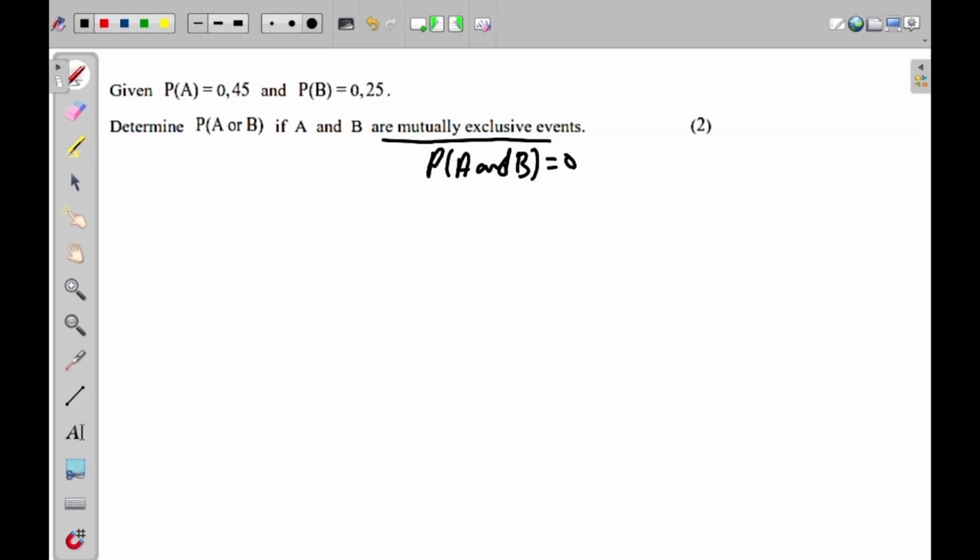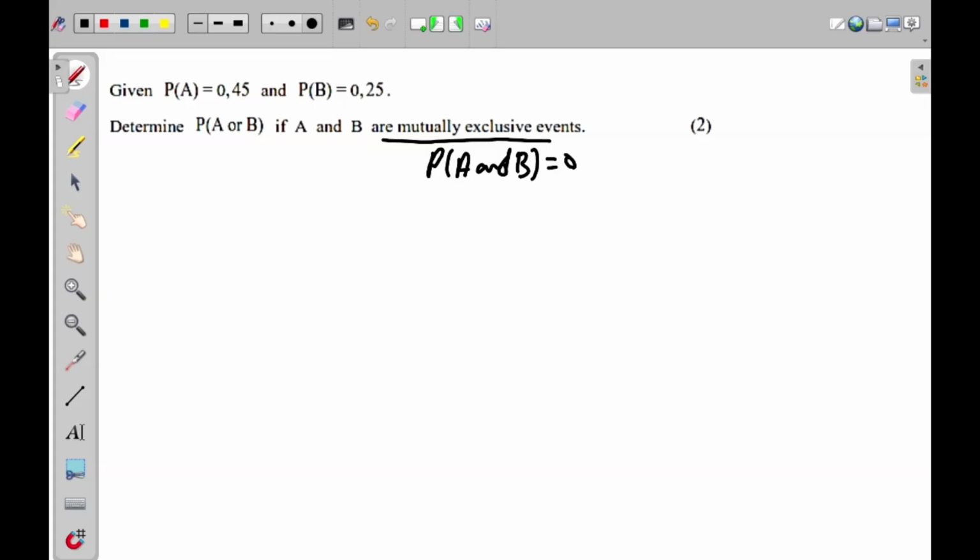Pure maths, yes, this is essentially for pure maths, but I know maths lit guys also do probabilities, so it will be quite beneficial for you to also tune in. Whether you are maths or maths lit, this is a topic that is common to both subjects. All right.